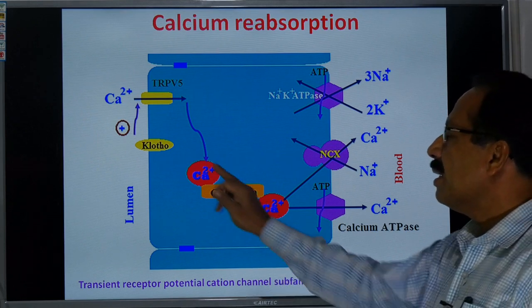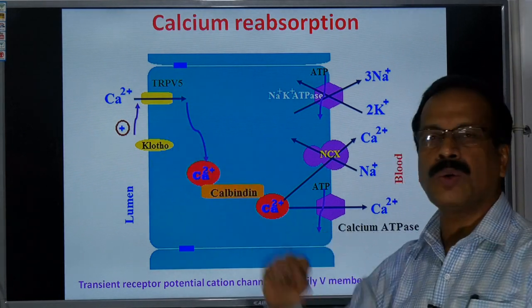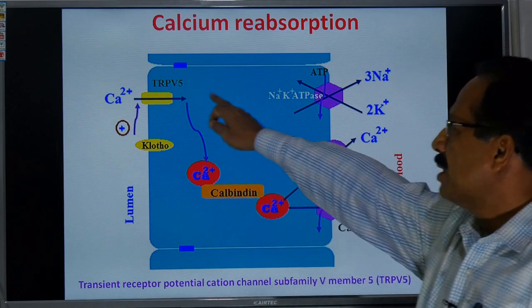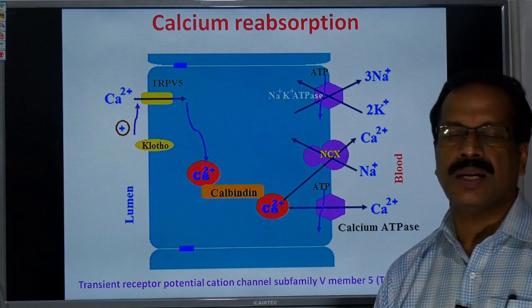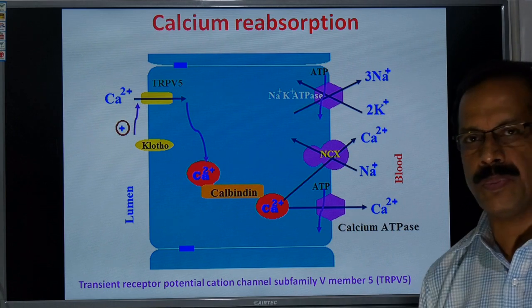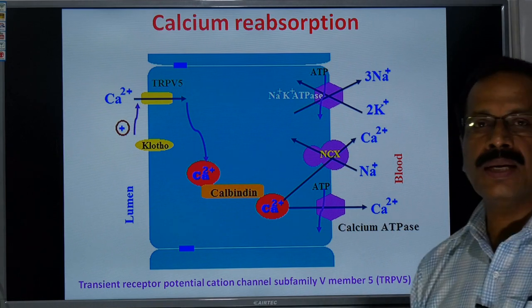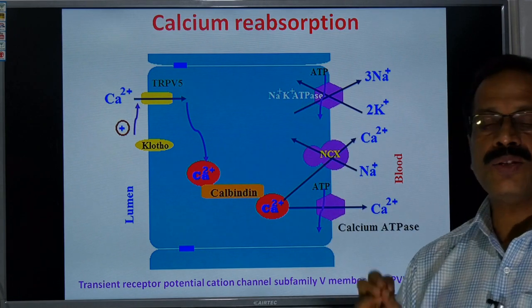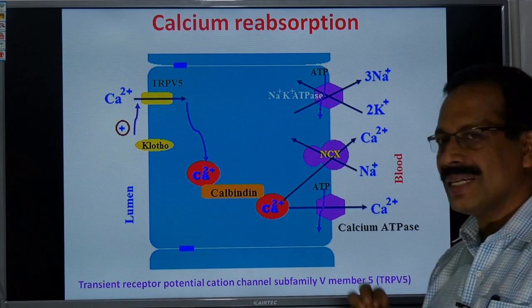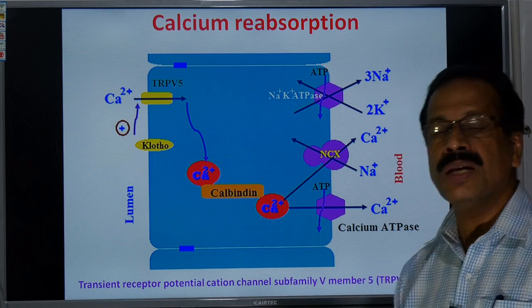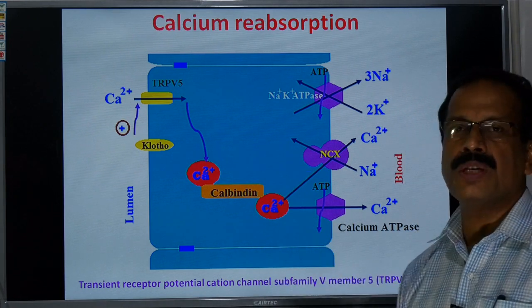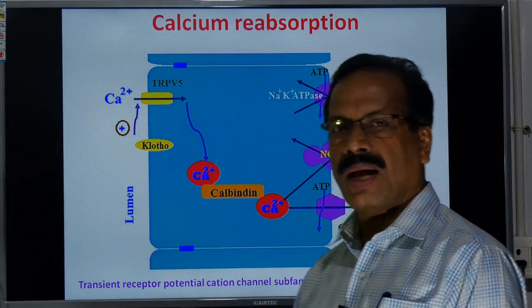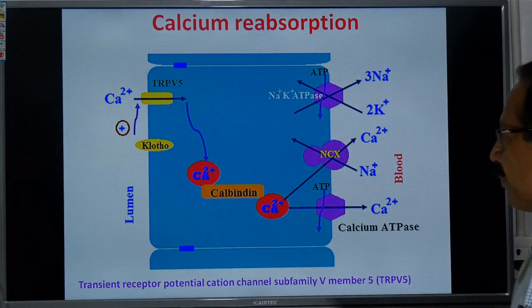And also there is another transmembrane protein called klotho. This also increases the number of TRPV5 channels on the apical site. The same mechanism increases the translation, or the channel protein production, as well as decreases or slows down the removal of this channel protein from the apical site. So more of this channel will be present and more calcium will be reabsorbed.